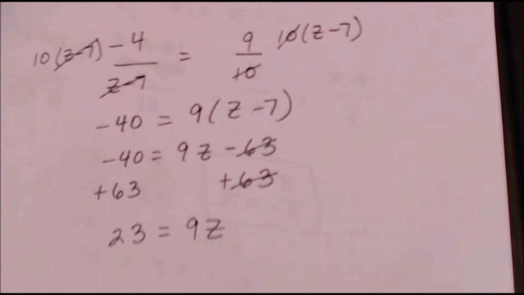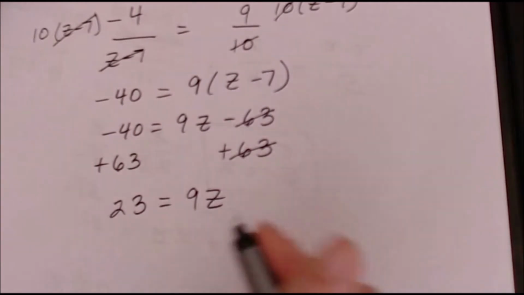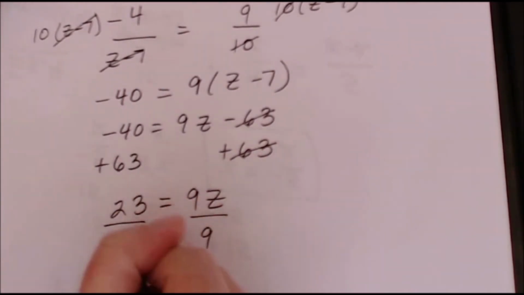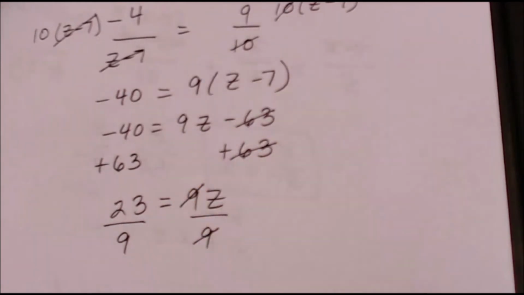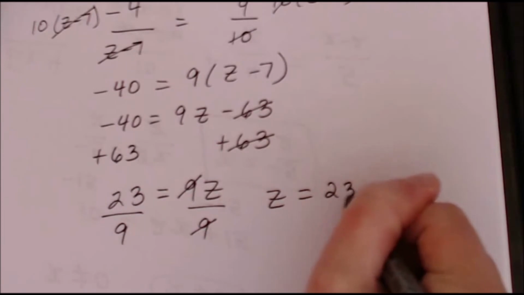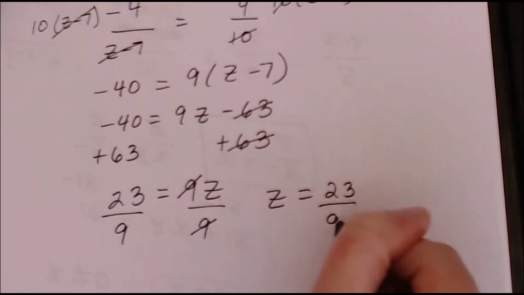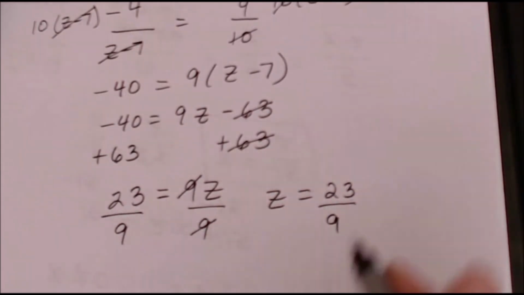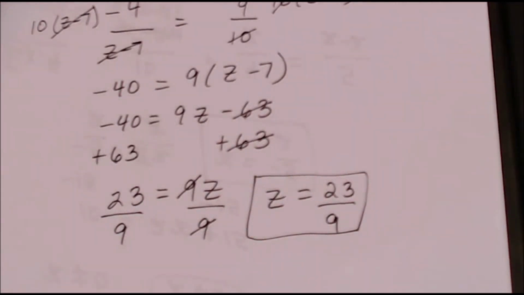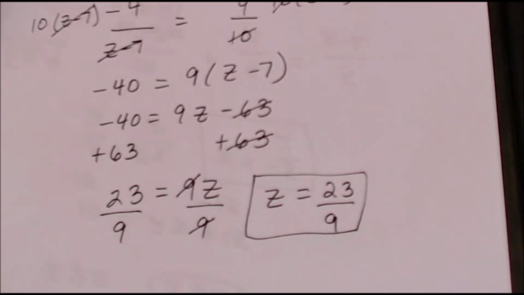All right, and then I'm going to divide both sides by 9. And this time we happen to get a fraction as our answer. Not the prettiest answer, but that's okay. We get z equals 23 over 9. And notice that our restriction had been that z could not be 7. 23 over 9, of course, is not 7, so that's our answer.